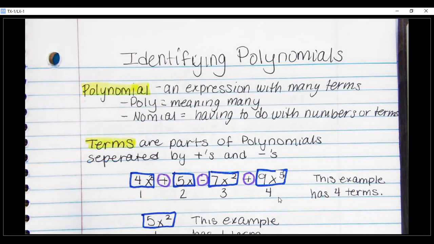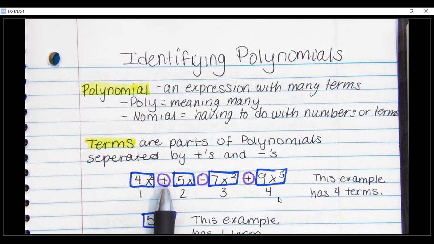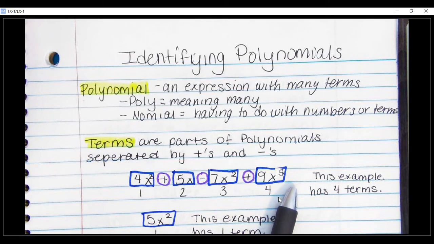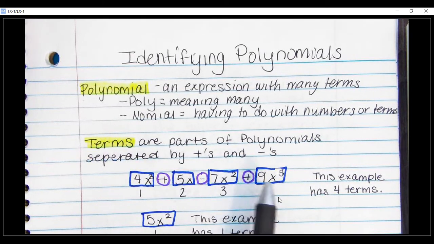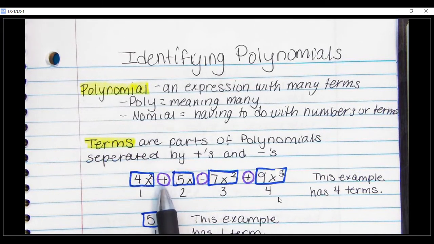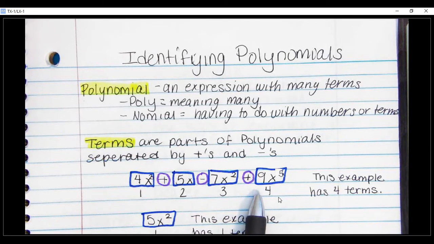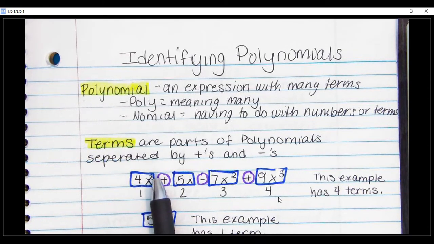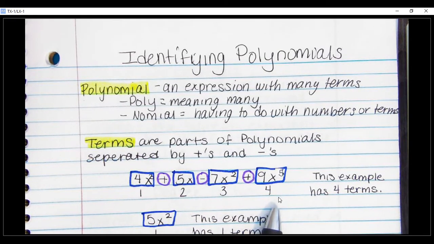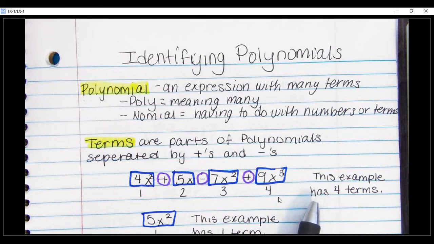So this example is 4x to the third power plus 5x plus 7x squared plus 9x to the fifth. This is going to be a polynomial. Now, terms are each and every one of these sections, and they're separated by addition and subtraction signs. So 4x to the third, that is one term. 5x is another one, 7x squared is another one, and 9x to the fifth is going to be another one. So this example has 4 terms.